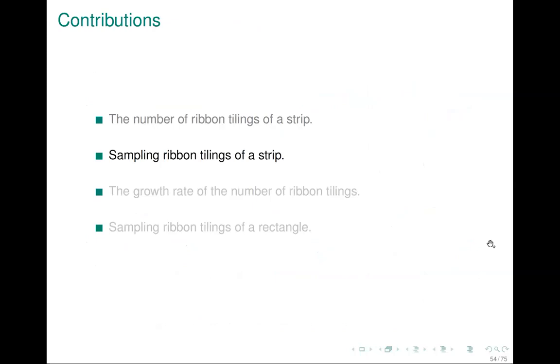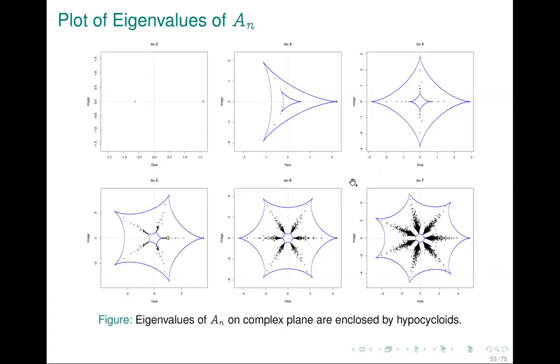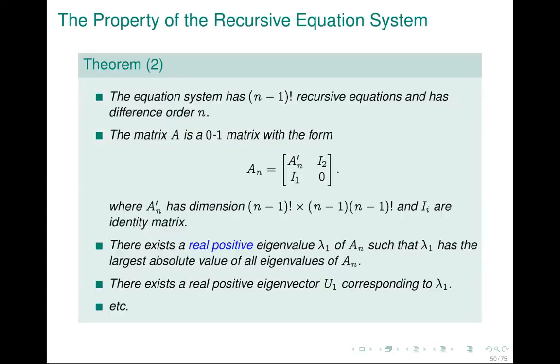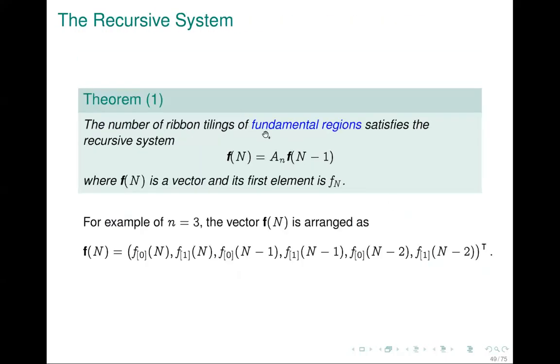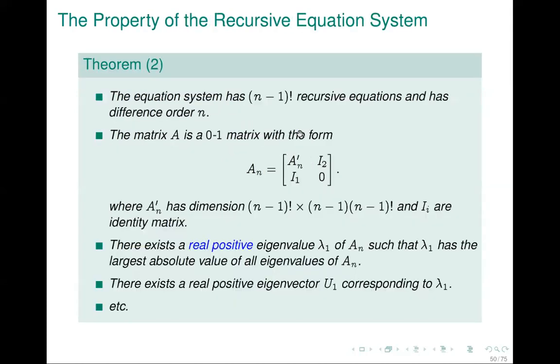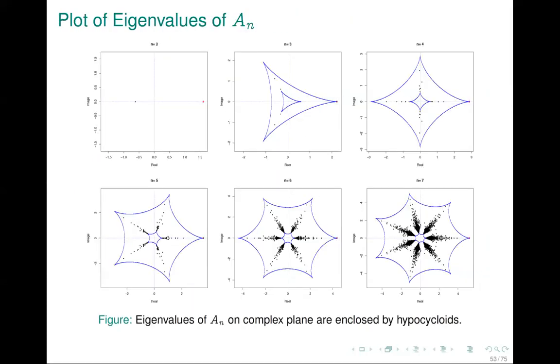Next is sampling ribbon tilings of a strip. Recall that in this theorem, we could calculate the number of tilings for each fundamental region. I will use this result. It is very strong, and it makes sampling very easy.